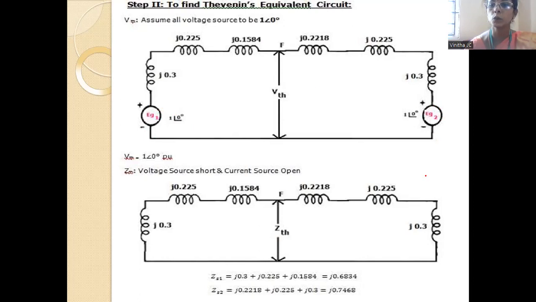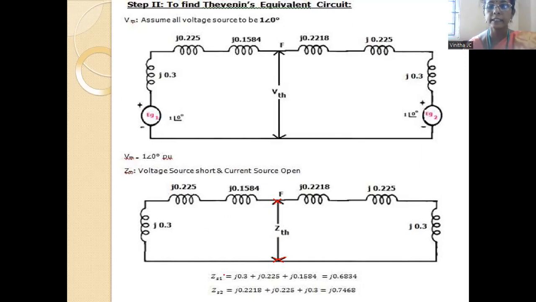If you short circuit these two voltage sources, we will get the equivalent circuit like this. Okay. So at this faulty point, we can mark the value of ZTH. This is ZTH. Now we have to calculate the value of ZTH. So how to calculate? On the left hand side, three impedances are connected in series, and on the right hand side, three impedances are connected in series. You can add the impedances on the left hand side and right hand side.